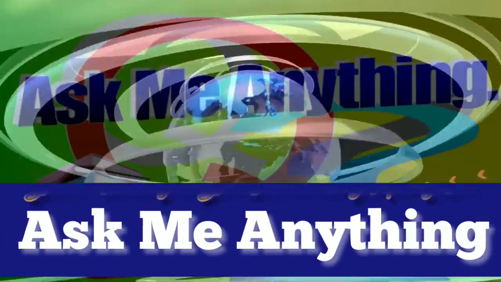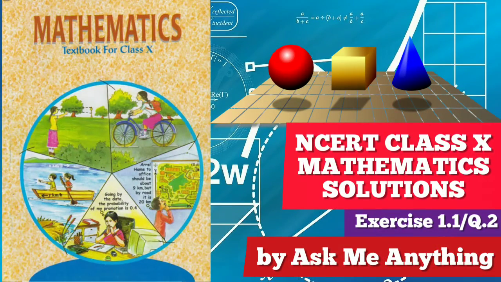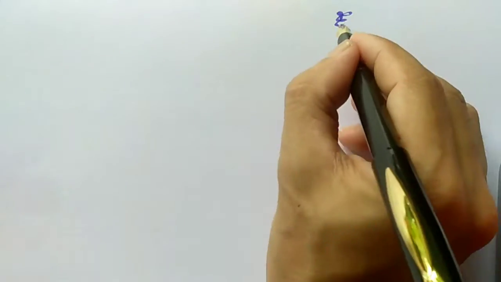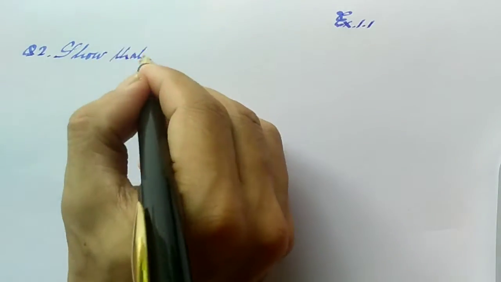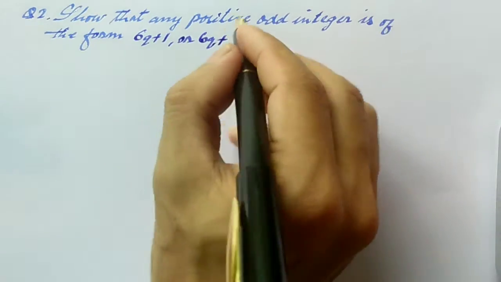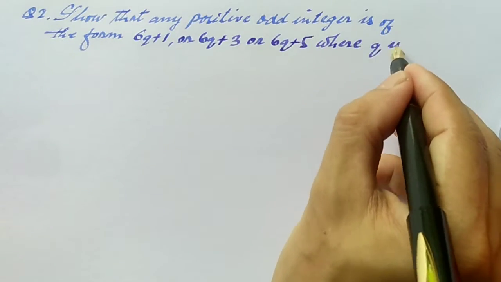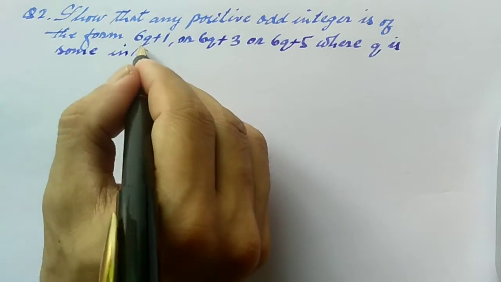This is a continuation of the previous exercise 1.1 of class 10 NCERT. If you want to know question number 1, then click the I button or go to the link given in the description below. Okay children, coming straight to the question: show that any positive odd integer is of the form 6q plus 1, or 6q plus 3, or 6q plus 5, where q is some integer.